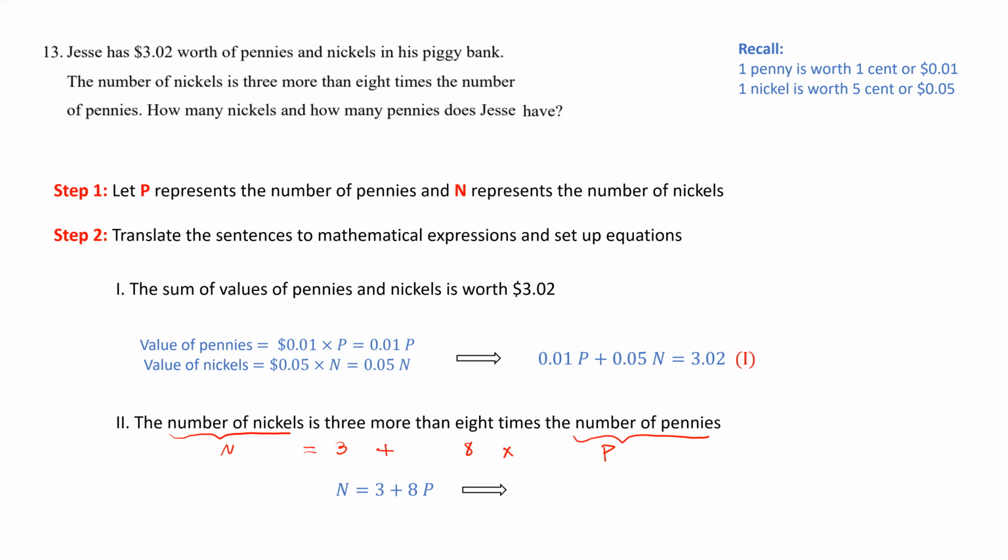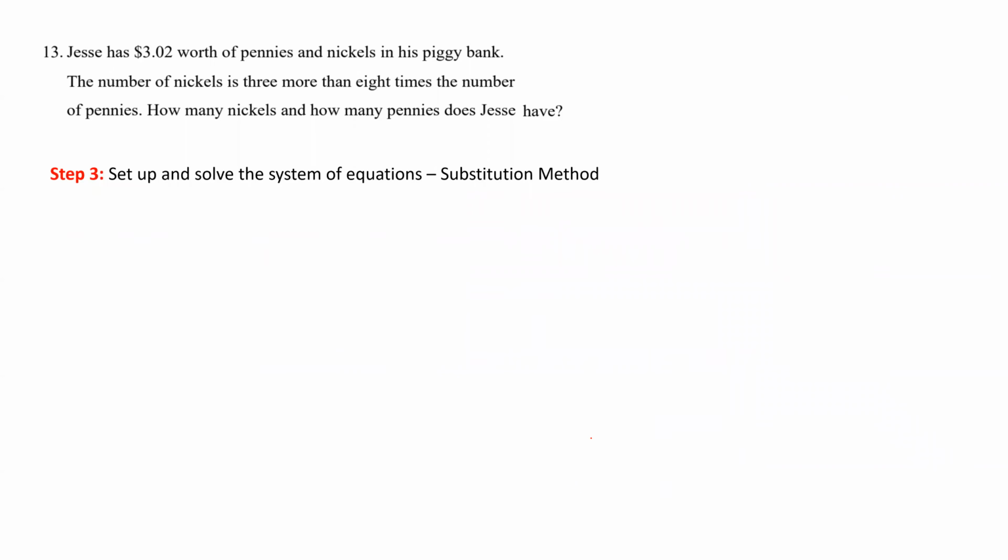We can rearrange it, put it in the standard form, and we'll get negative 8P plus N equals 3. This is our second equation. Next, we use these two equations to set up a system, and then we solve for the variables. There are different methods to solve a system like this. We choose substitution method because it appears to be the easier method.